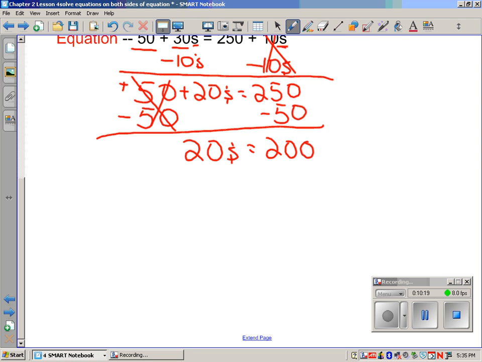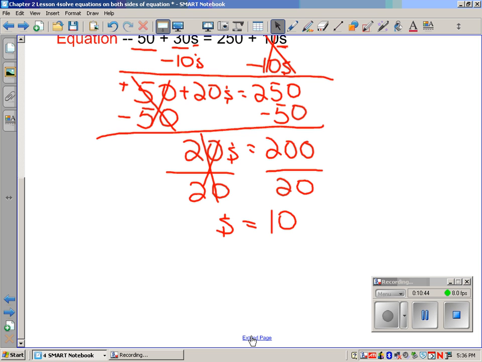Okay, now we have a coefficient in front of the variable, which means it is multiplying. So the opposite of multiplying is division, so we need to divide both sides of the equation by our coefficient of 20. Divide these out, these will cancel out, just leaving us our s, and 200 divided by 20 is 10. So it would be 10 sessions from either gym to come out to the same price. So 10 is our answer.